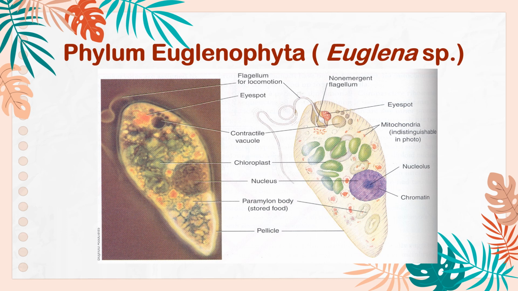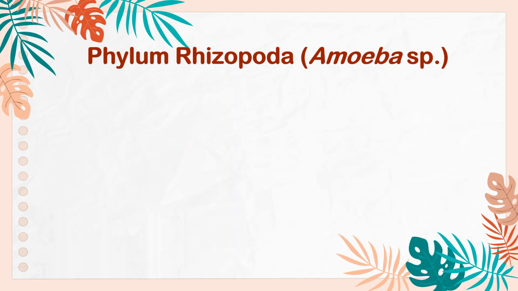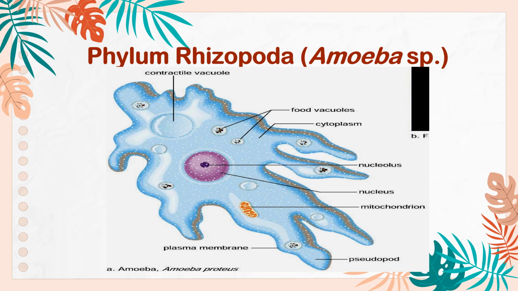This is a Euglena species. They have a nucleus and also have membrane-bound organelles, which are mitochondria and chloroplasts. They also have a flagellum for locomotion. Phylum Rhizopoda. This is the example of Amoeba species. They have a nucleus. They have a membrane-bound organelle, which is mitochondria. They have a contractile vacuole, food vacuole, cytoplasm, and plasma membrane.